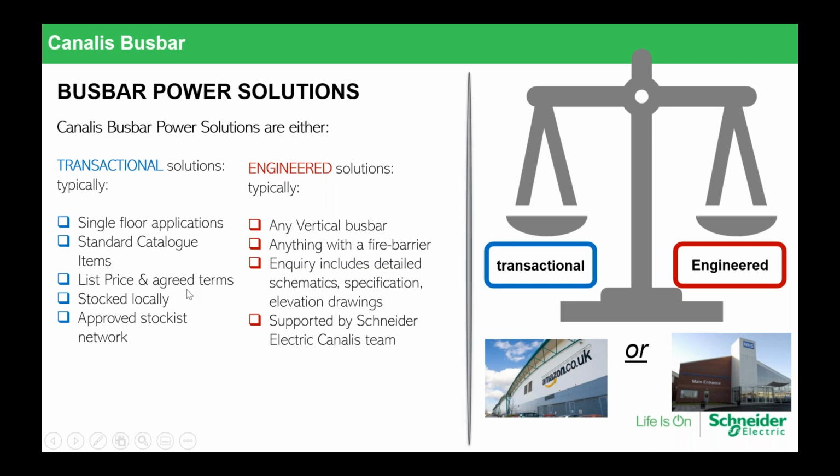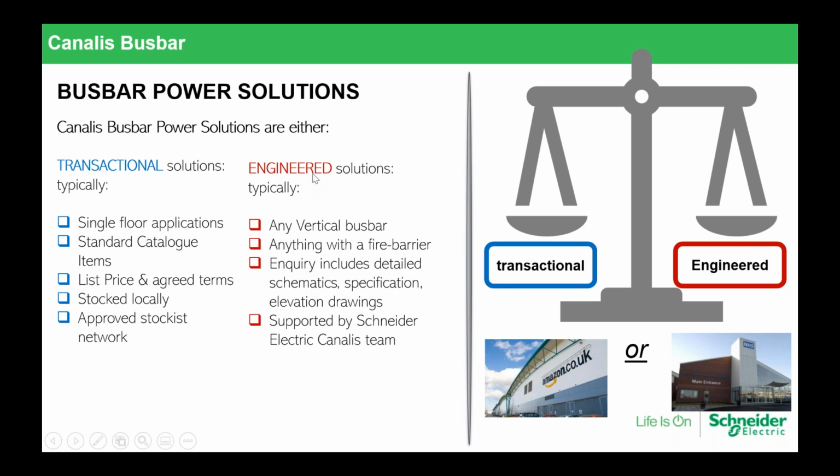We have the list price and agreed terms with our distributors. It is stocked locally, so we have stock for this either at Schneider ourselves, or at our distributors, Rexel as I said, and we are working with the approved stockist network, and Rexel is part of this stockist network. Engineered solution: if you need a vertical bus bar, for instance, going from one floor to another, you need a fire barrier to go from one floor to another.